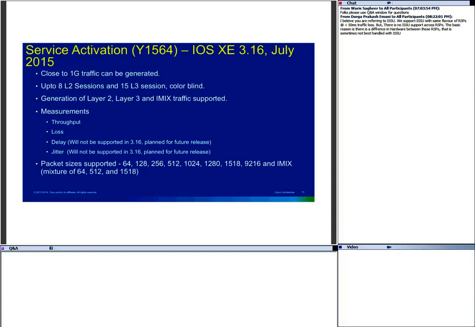Okay, so just to touch upon service activation, not to go into great detail: service activation is traffic generation and also a measurement feature. Service activation also covers loopback, service loopback as well.